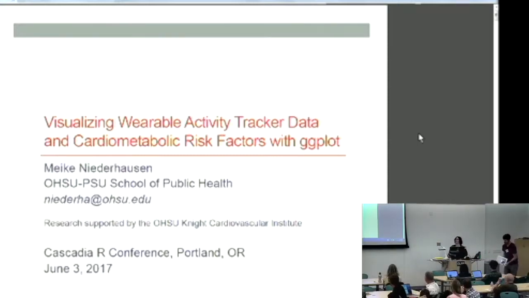Yes, great. So as you said, I'm Meike Niederhausen, and I am here at OHSU. I'm working as a biostatistician, and I'm going to talk about some work I've done through the Knight Cardiovascular Institute here. So wearable activity tracker data, you can think about your Fitbit, although we worked with what's called the Basis Peak device, if you've heard of that.